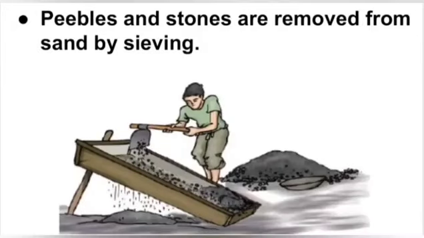Another example is removing pebbles and stones from sand, for which we use the sieving method. The sand particles are very small and they can pass through the holes of the sieve, but the stones are larger in size, so they remain on the sieve. So in this way we can separate pebbles and stones from sand by sieving.